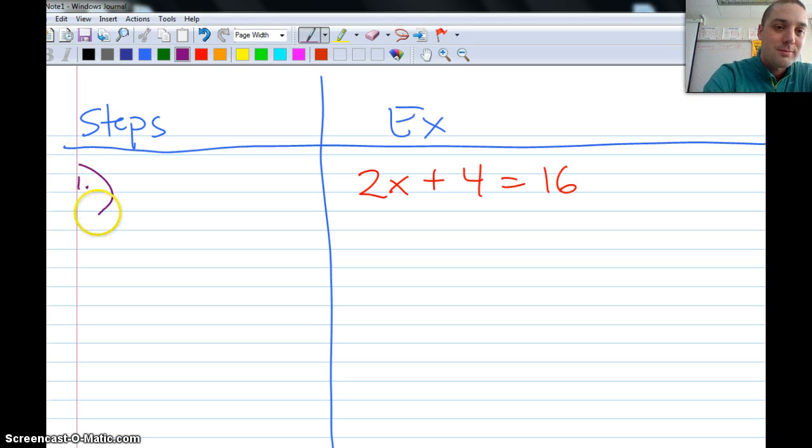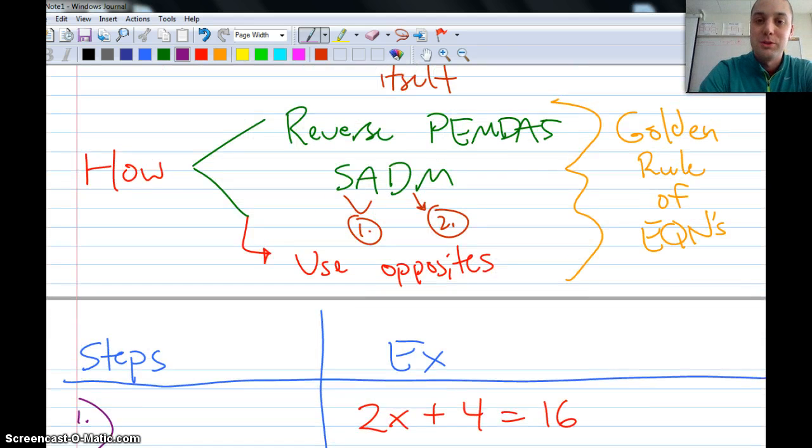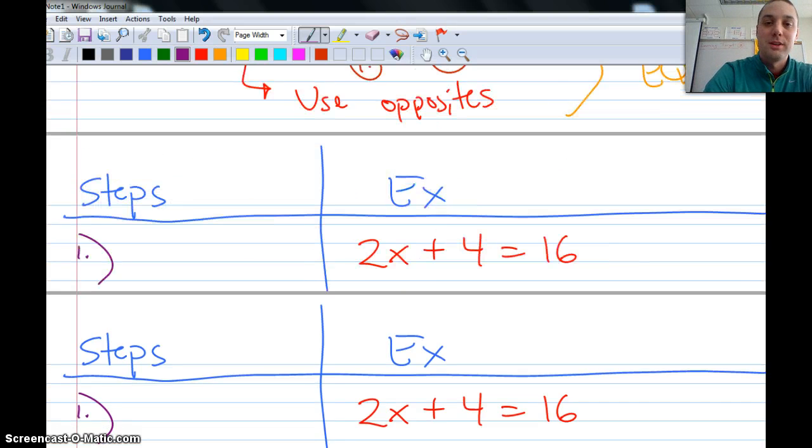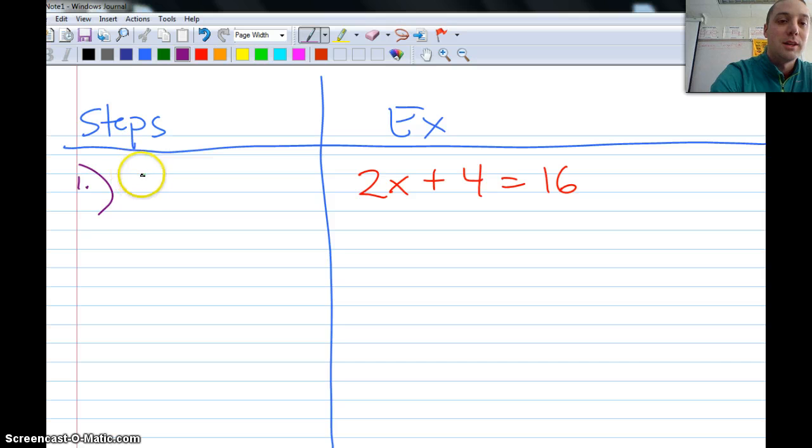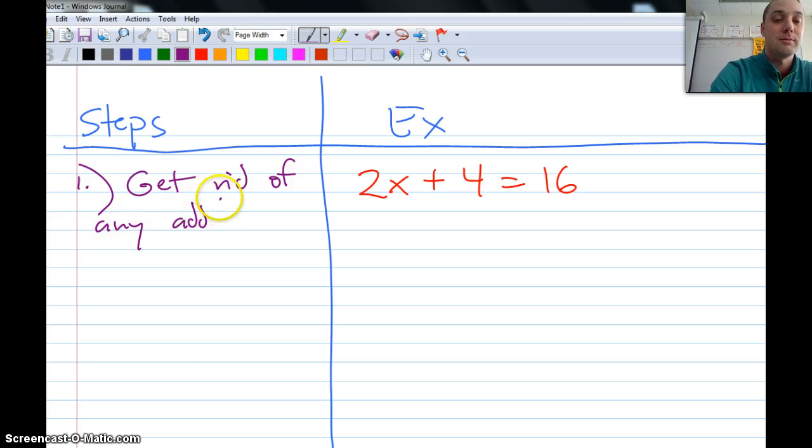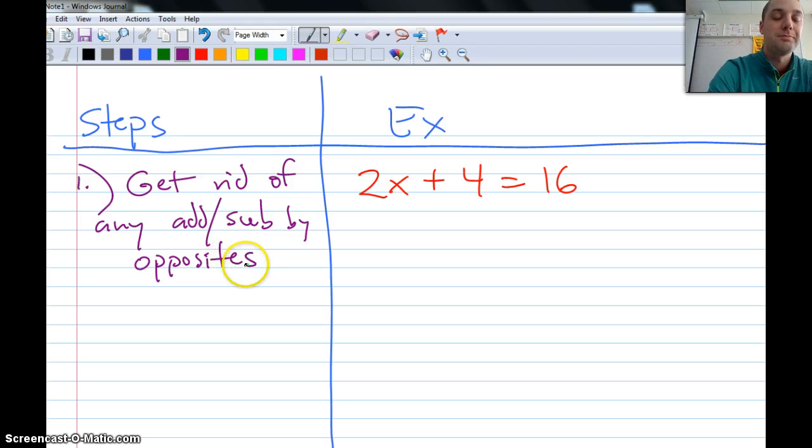Step 1, just like I said back here, do adding and subtracting first. So step 1, we're going to write it here, is get rid of any adding or subtracting by opposites. What does that mean? Well, look at our equation. 2x plus 4 equals 16. We have adding right there, plus 4. So we have to get rid of that. What's the opposite of plus 4? Well, it's minus 4. So you go a minus 4 right under the plus 4.